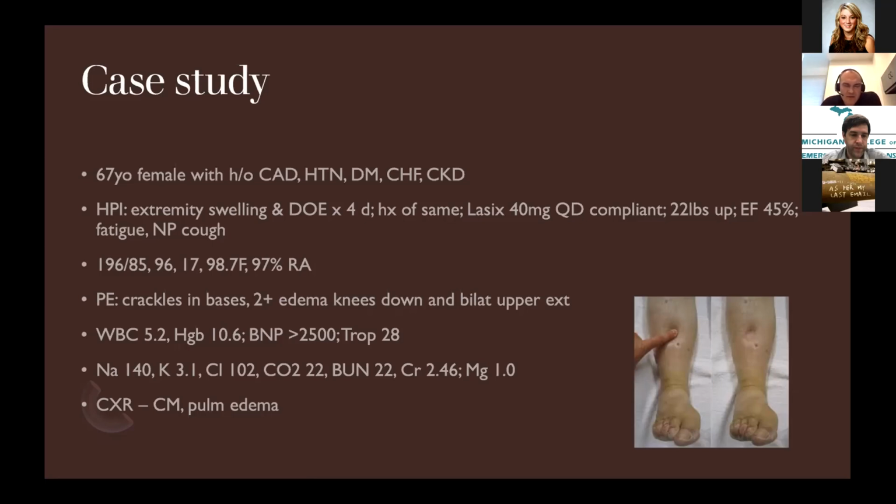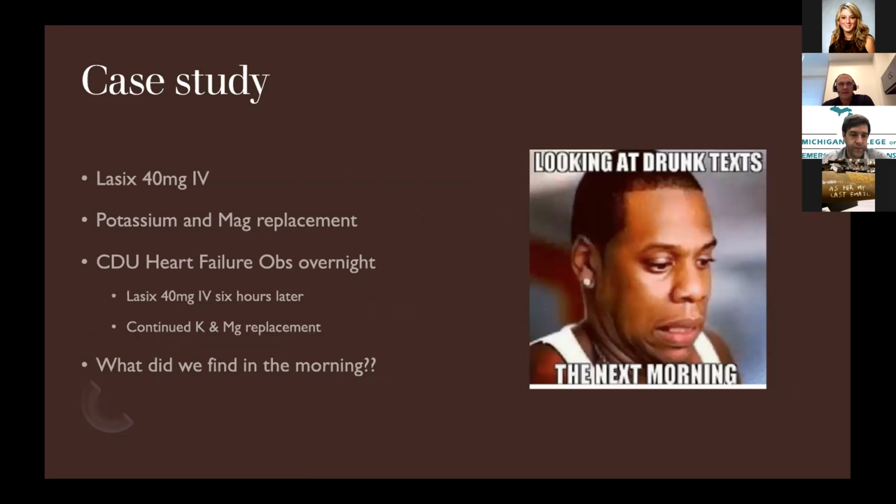But right now, I want you to really focus on the potassium and the magnesium, because those are the things that can really creep up on you. The patient was given 40 milligrams of IV Lasix, was given potassium and magnesium replacement, and placed in our CDU OBS overnight, and continued to get diuretics and magnesium and potassium replacement. And we're really at a crossroads right here, because you ask yourself, what are you going to find in the morning?